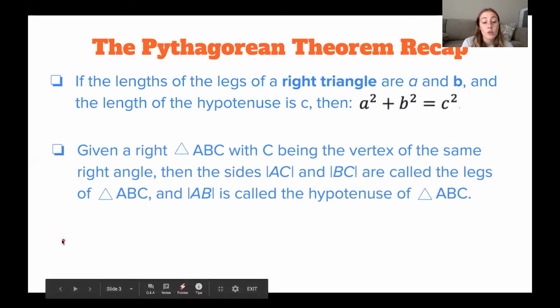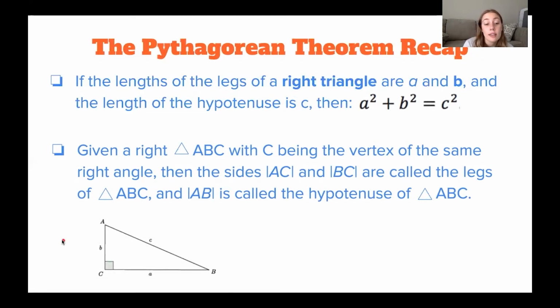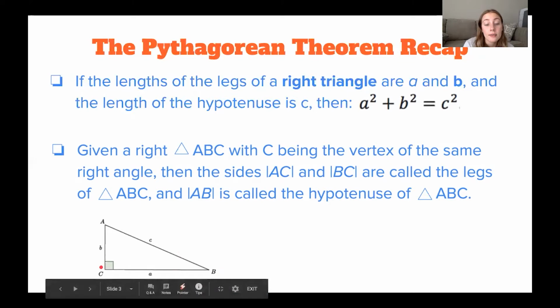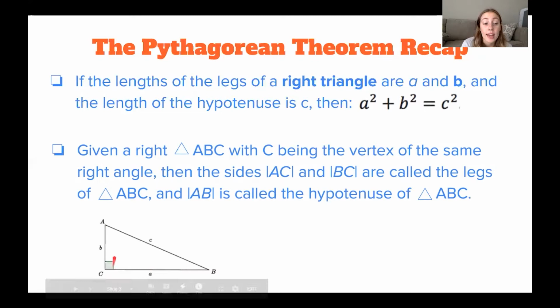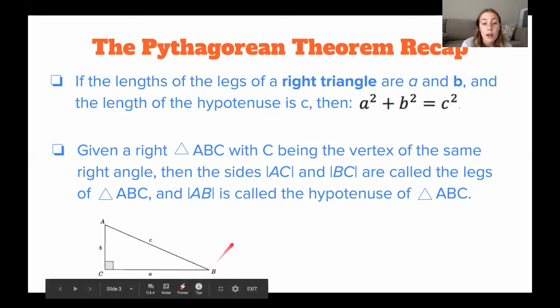We can also say with the Pythagorean Theorem that given a right triangle, A, B, and C, with C being the vertex of the right angle, we have our right angle. We know this is a 90-degree angle right here. Then the sides A and C and B and C are called the legs of this right triangle ABC. And then A and B is called the hypotenuse.